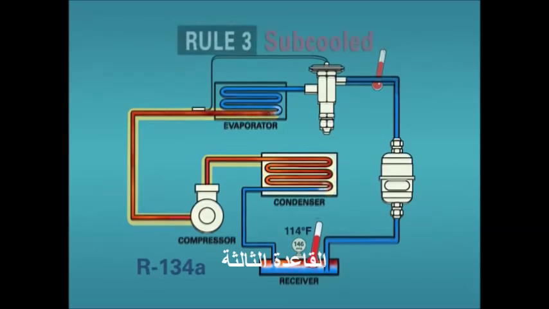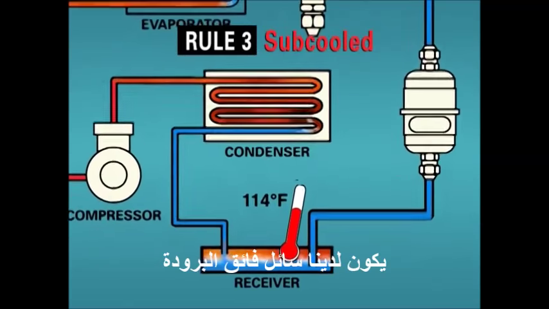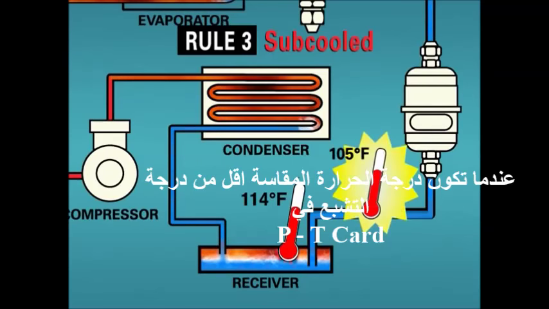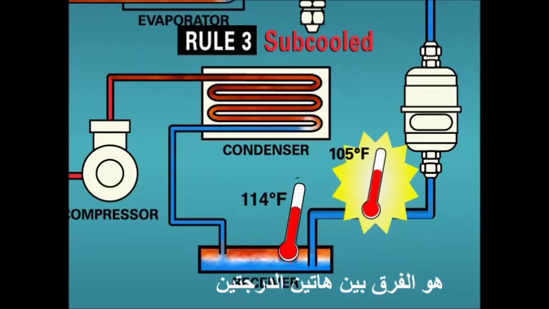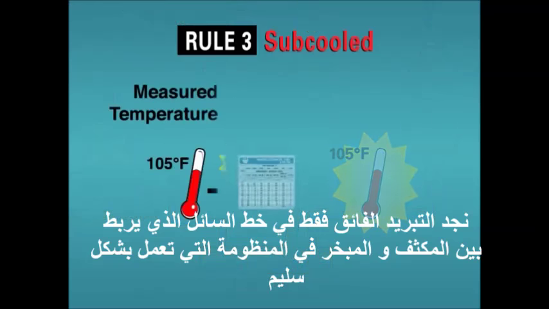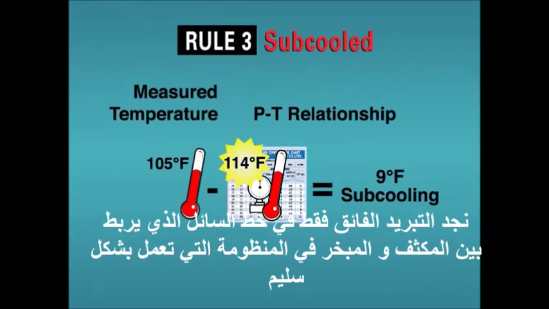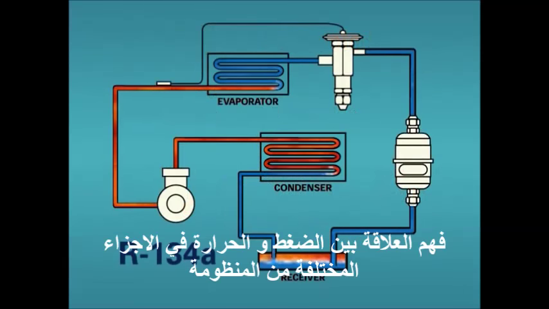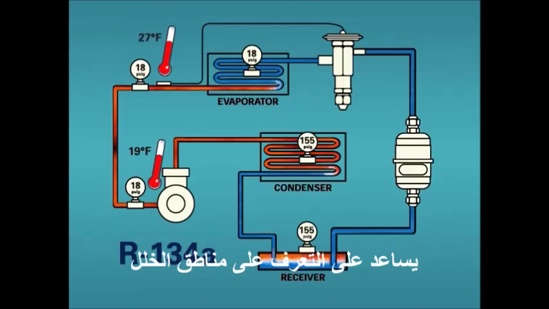Rule 3. We have subcooled liquid when our measured temperature is less than the saturation temperature indicated by our PT card. The amount of subcooling will be the difference in these two temperatures. Subcooled liquid will only be present in the liquid line which connects the condenser and evaporator coils of a normally operating system. Understanding the refrigerant pressure-temperature relationship in the various parts of a system will help identify and pinpoint problem areas.